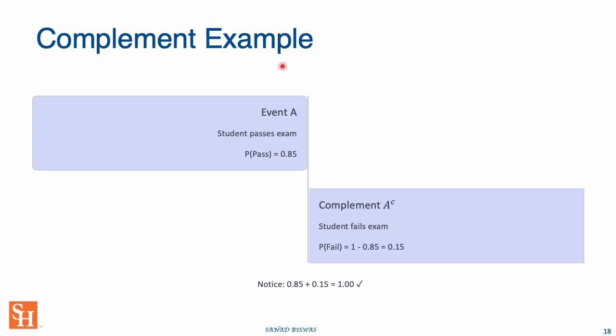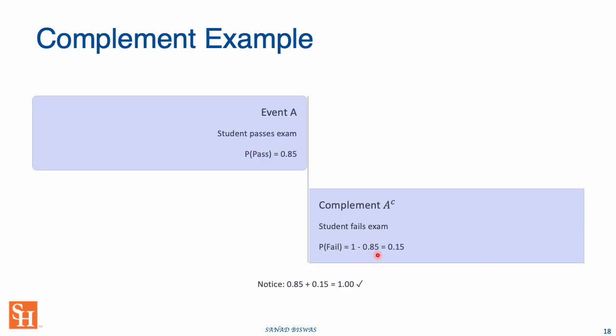Let's now clarify it further with an example. What do you basically mean by complement? Suppose an event A indicates that a student will pass the exam, and the probability that the student will pass the exam is 0.85. Then the complement of A is whether the student will fail the exam, and the probability that the student will fail is equal to 1 minus 0.85.